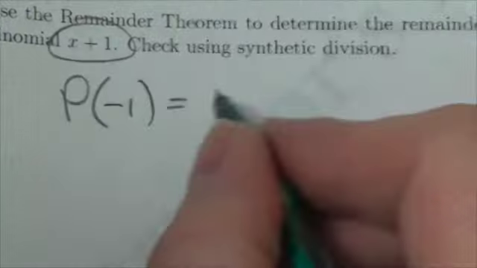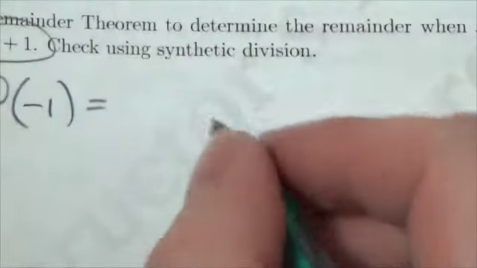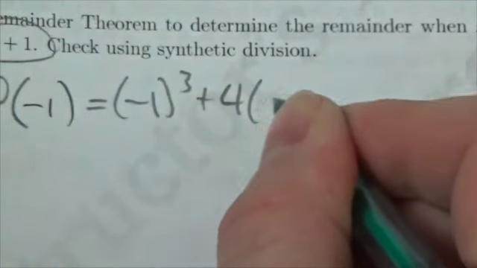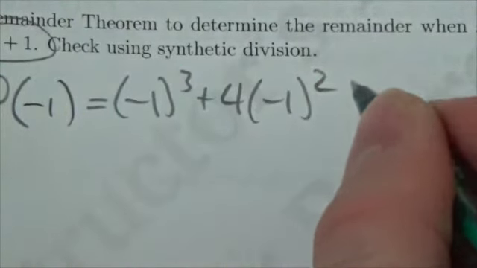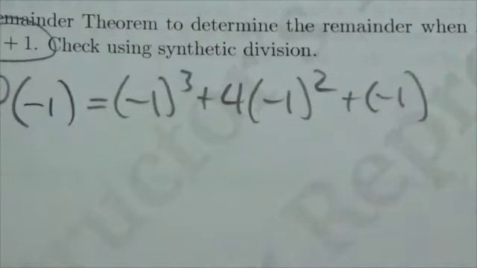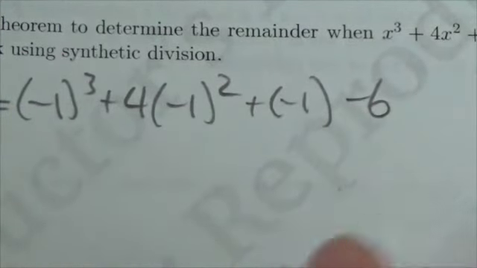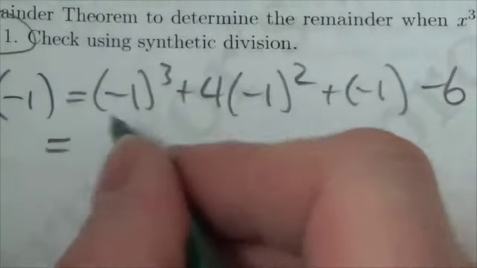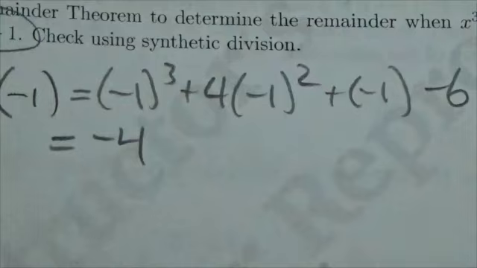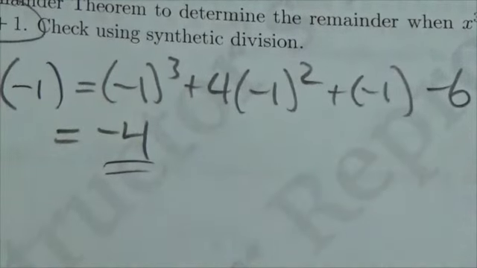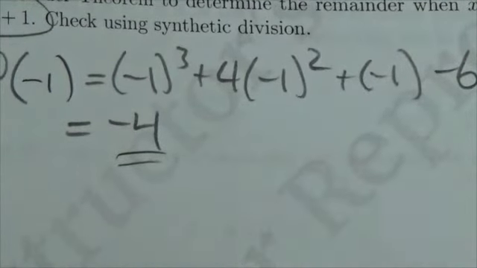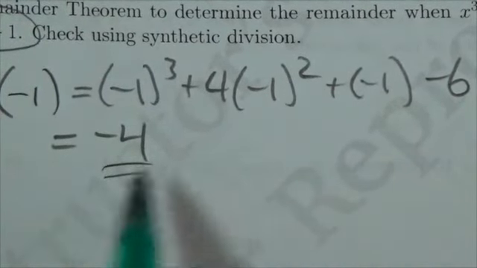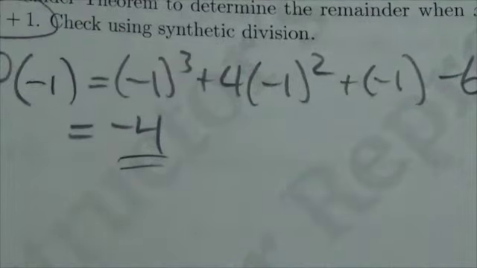And that means if I plug this into the polynomial, this will end up being negative 1 cubed plus 4 times negative 1 squared, plus negative 1 minus 6. And when I put that all together, I get negative 4. So the remainder is negative 4. Now, that tells me that x plus 1 was not a factor of that polynomial, because it would only be a factor if the remainder was 0.